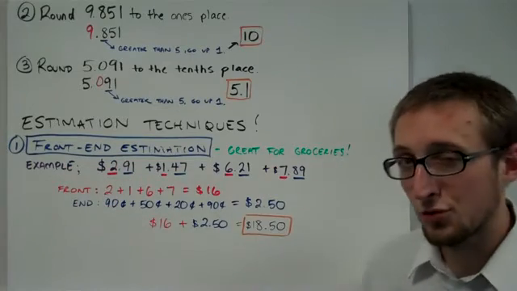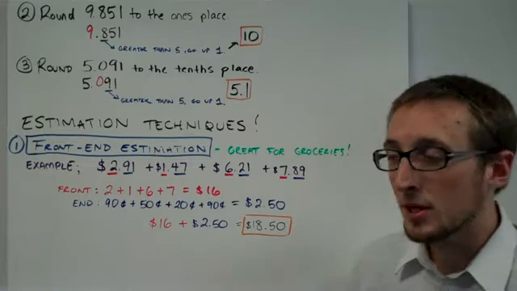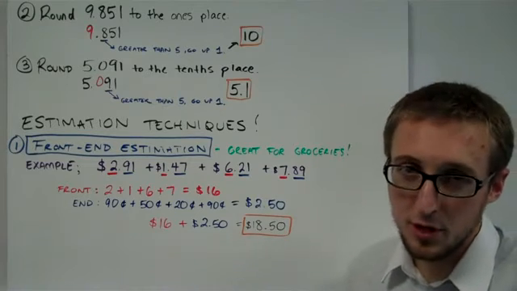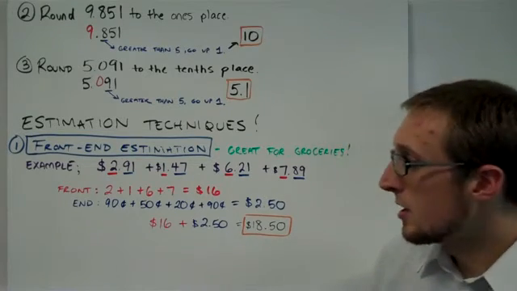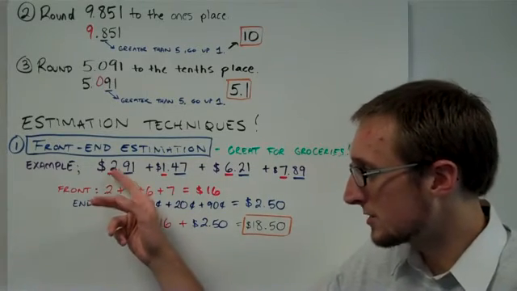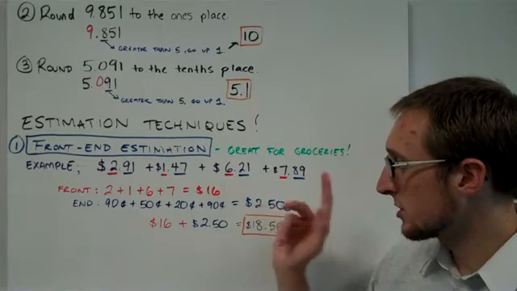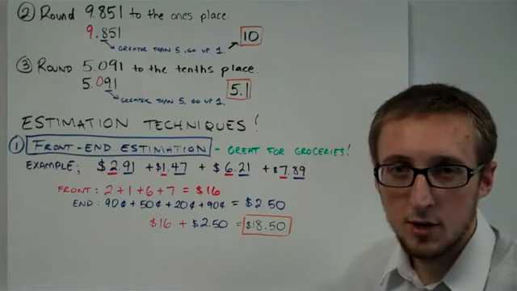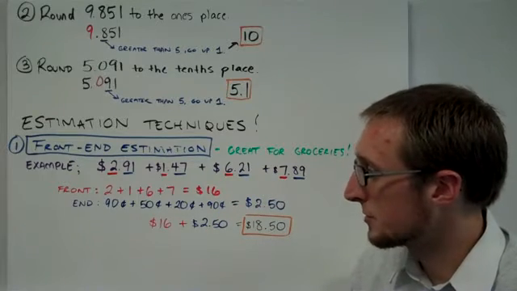This is great for grocery shopping. When you're shopping in general, you've probably used front-end estimation without even realizing it. So say we have a bunch of items, and they're just some mystery items. We have 291, 147, 621, and 789. We're adding up all of those decimal values.